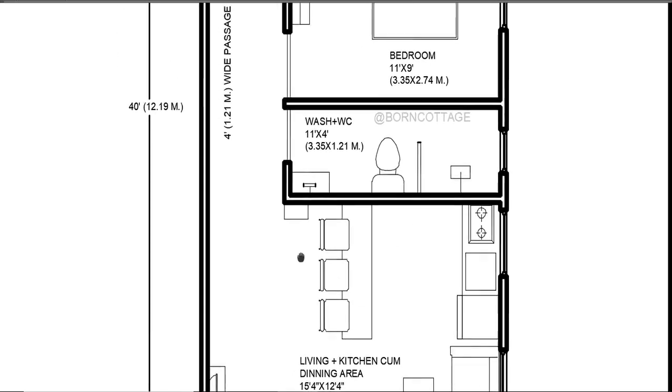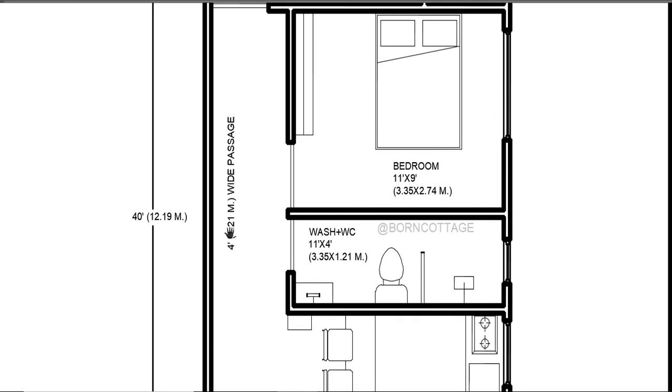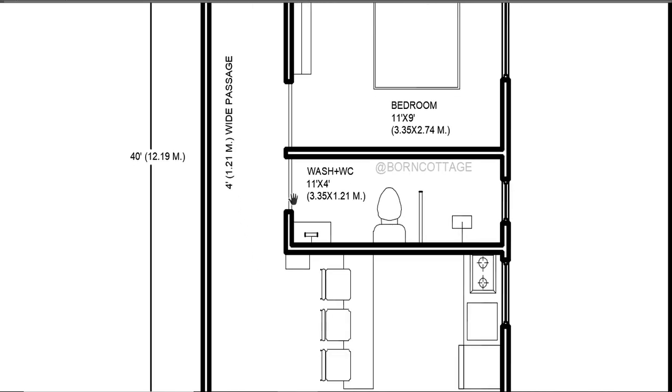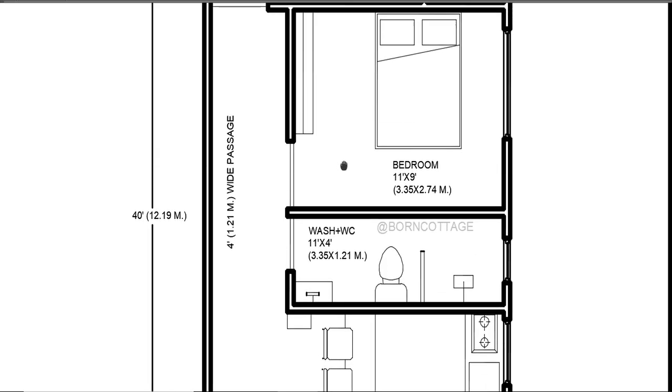After that we'll go inside. So we have a 4 feet, in meter 1.21 meter, wide passage here, and on the right side we have a common use washroom plus water closet. Here you can see the wash basin, water closet and the shower area, and we have a ventilator for ventilation of this washroom. And on the left side we have bedroom number 1 here.